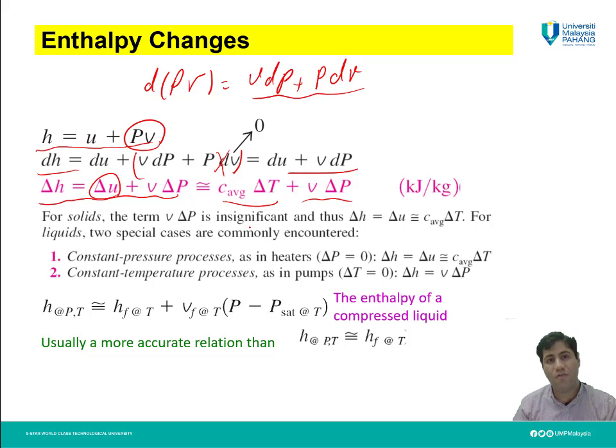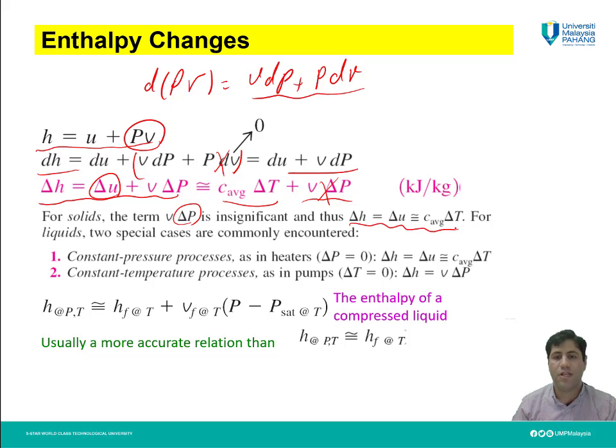Generally, the pressure of the substances also doesn't change. In other words, pressure change in these substances, different solids, is insignificant and very small. So we can just ignore this term as well. Then we have only this: delta H equal to C average delta T, which is identical to delta U.